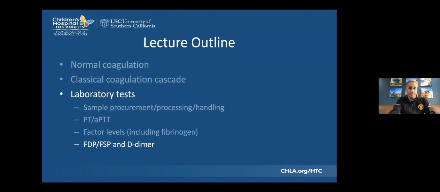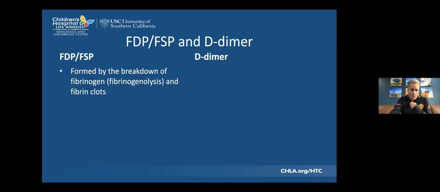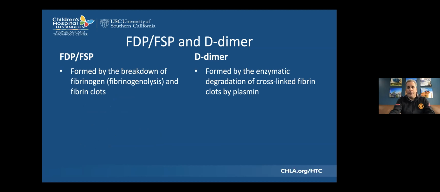Lastly, and briefly, the fibrin degradation products, fibrin split products, and D-dimer. What is this all about? So let me just show you the differences between the two. Fibrin degradation products are formed by the breakdown of fibrinogen, so the whole fibrinogen molecule before it actually makes a clot. That's called fibrinogenolysis. And also the breakdown of fibrin clots. You're not separating. The D-dimer is formed by the enzymatic degradation of cross-linked fibrin clots.